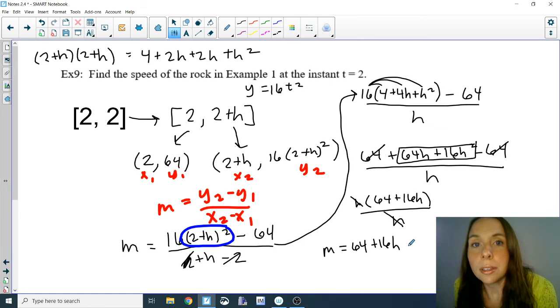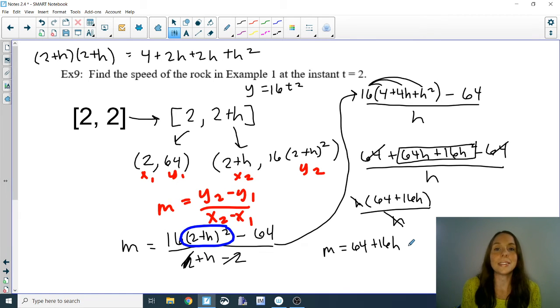Now, remember, we know what the answer is. It's 64, right? Do you see it there? It's right here. The question is, what do we do with this piece? Well, this is where a limit comes in. Remember we have those things called limits, and they're pretty important here. It's really important, actually, to the concept of finding instantaneous speed.